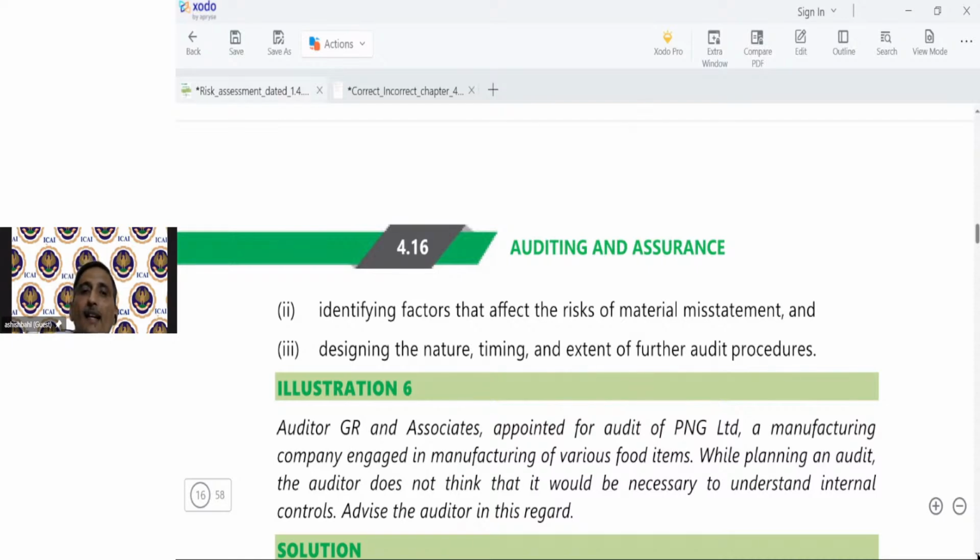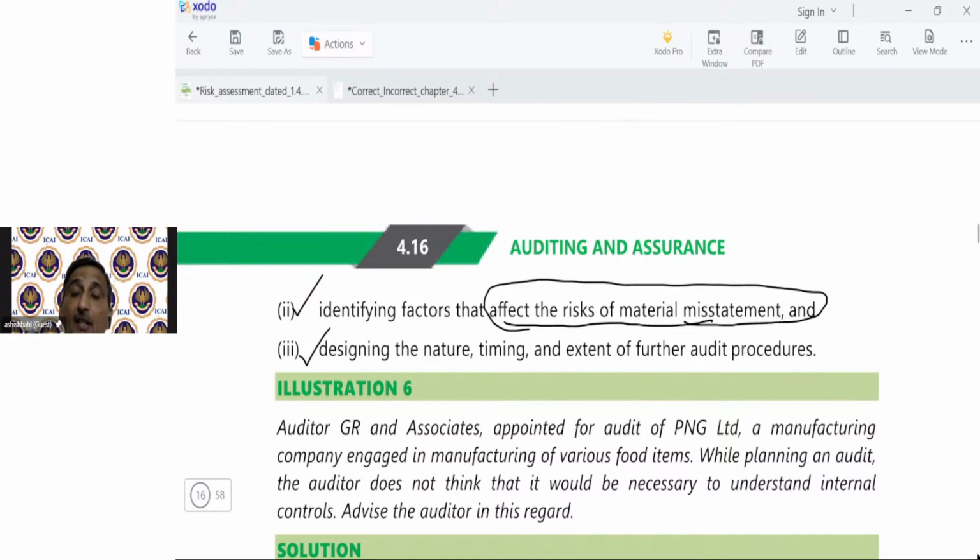So identifying the factors that assess the risk of material misstatements. By understanding the controls, he can judge what could be the possibilities of material misstatements, what are the factors, what are the risks, what are the chances of material misstatements. And it also helps him in designing the nature, timing, and extent of his further audit procedures.